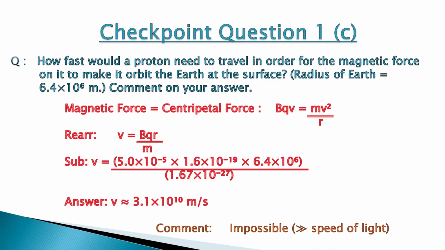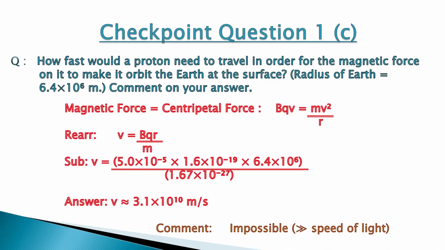Now substitute. B equals 5.0 × 10^-5 Tesla. Q equals 1.6 × 10^-19 coulombs. R equals 6.4 × 10^6 meters. M equals 1.67 × 10^-27 kilograms. That gives V equals 5.0 × 10^-5 times 1.6 × 10^-19 times 6.4 × 10^6 over 1.67 × 10^-27, which is approximately 3.1 × 10^10 meters per second.